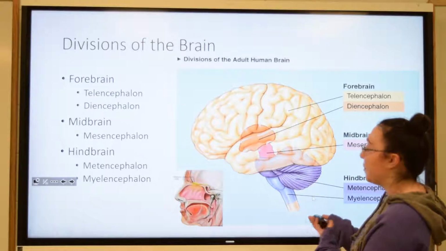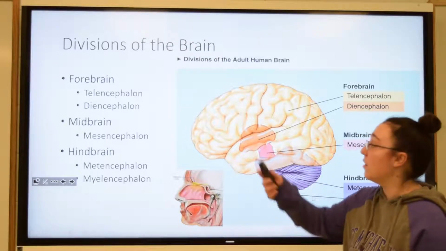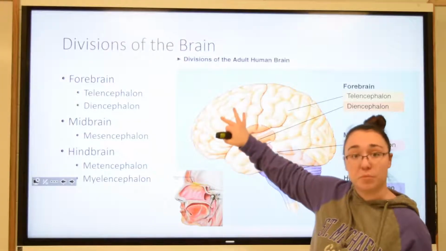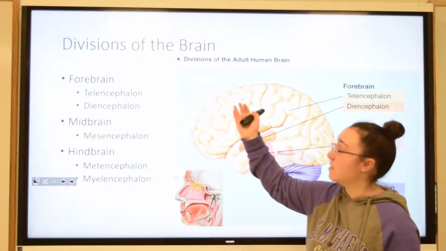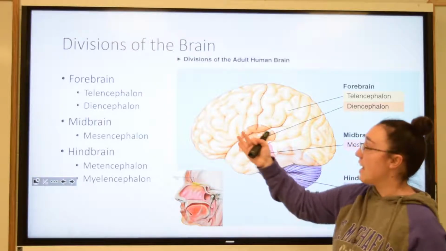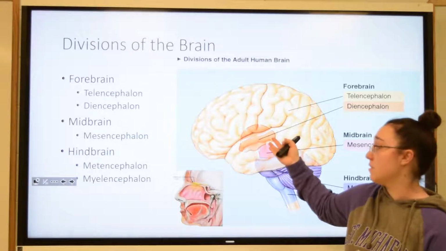Now, as you can see here, we have an example of the human brain, which is subdivided into three main categories. There is the forebrain, which has a lot of cortical area and is responsible for higher level functioning and thinking, and is divided into two main categories. The telencephalon, which is shown here in the light orange, and the diencephalon, which is shown here in the dark orange and has the thalamus and the hypothalamus.